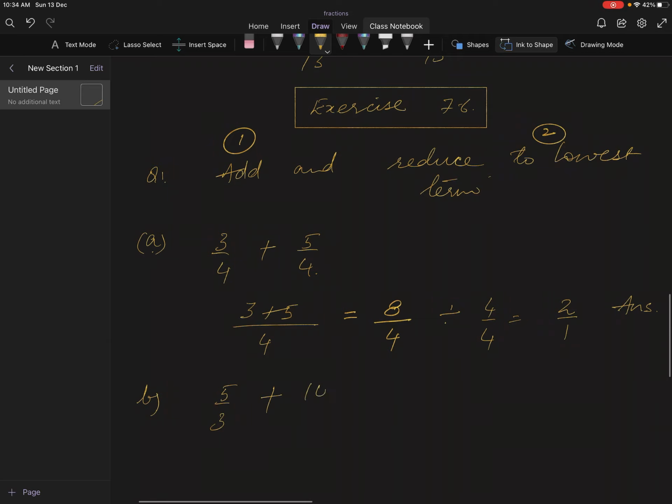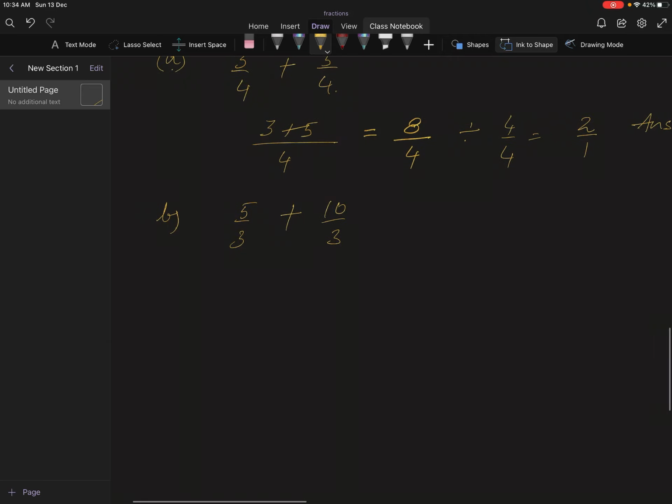5 upon 3 plus 10 upon 3. As you can observe, 3 I will take as my denominator of my sum, and I will add my numerators. I get 15 upon 3. Reduce to the lowest term, divide by 3, you get 5 upon 1 as your answer.